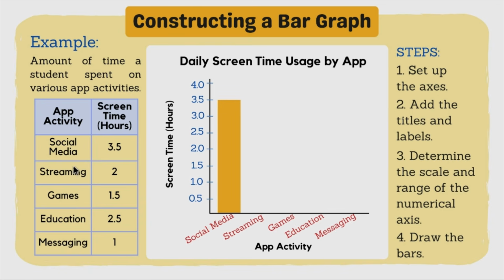Second bar is streaming, 2. So, ang frequency natin is until here. Now, we have this bar. Next, games is 1.5. Hanapin lang po yung tapat ng 1.5. There you go. Education and messaging. Okay, ito na po yung ating bar graph. As you can see, meron pong spaces in between, no? Yan po ang bar graph.